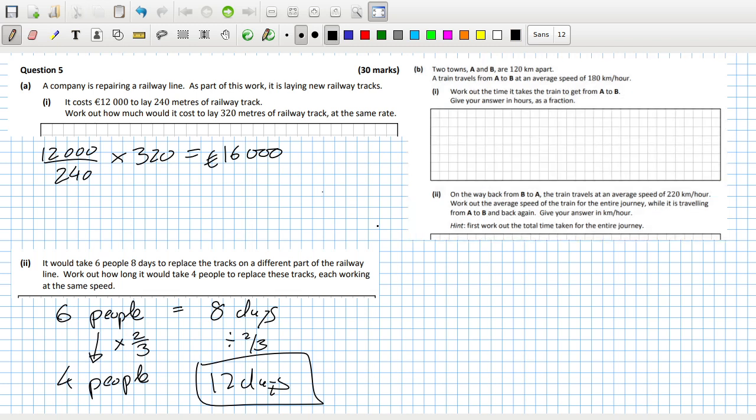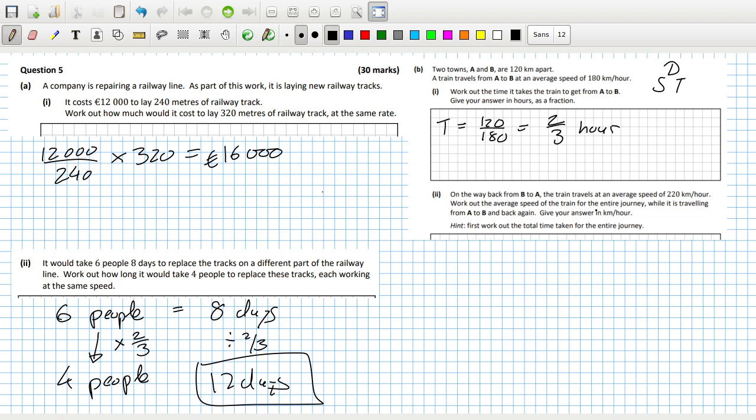Okay. Two towns A and B are 120 kilometers apart. A train travels from A to B at a speed of 180 kilometers per hour. Work out the time it takes. Okay, so distance, speed, time. The time is the distance, which is 120, over the speed, which is 180. Give your answer in hours as a fraction. 120 divided by 180 is 2/3 of an hour.